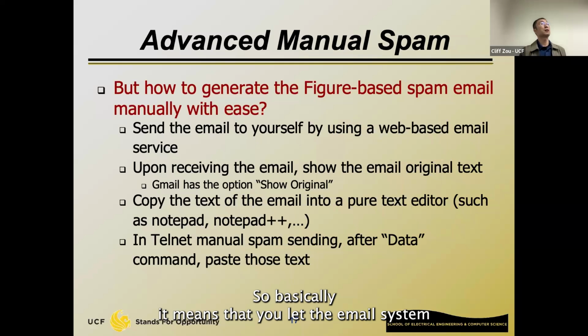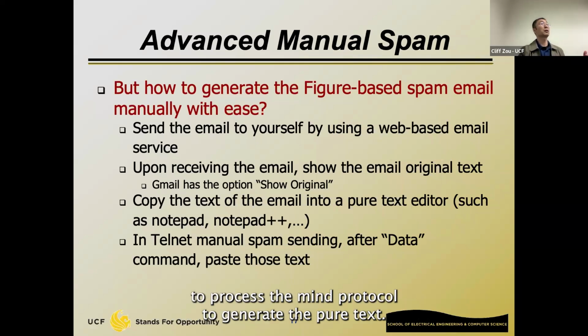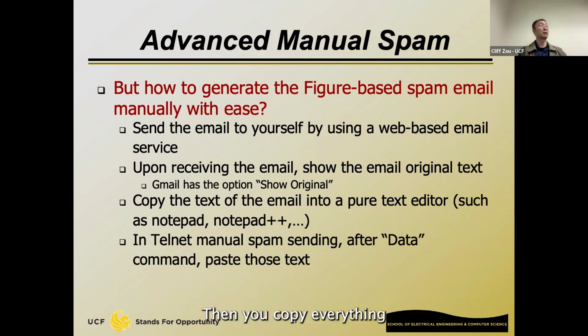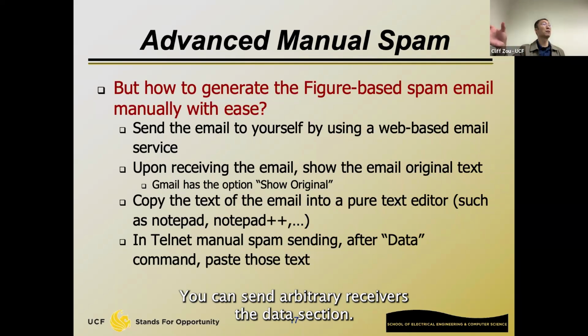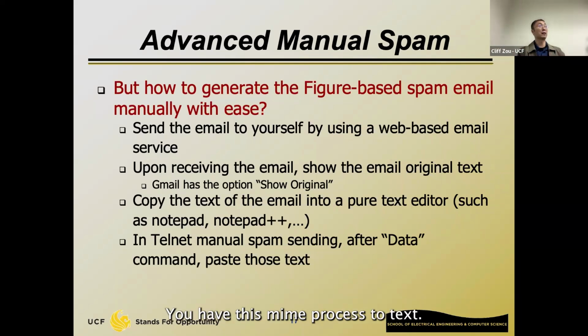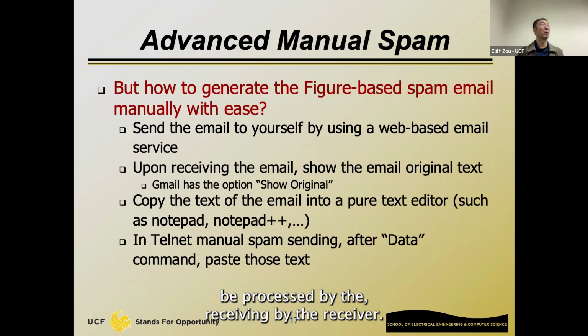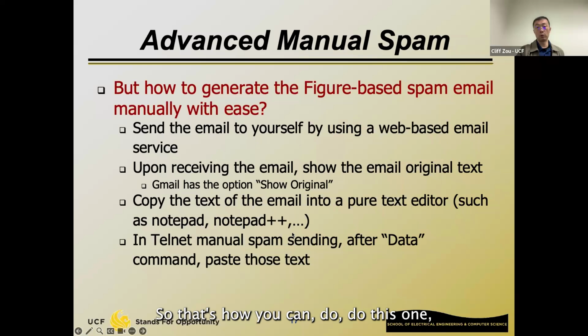So basically it means that you let the email system process the MIME protocol to generate the pure text. Then you copy everything into your spam email. You can send to arbitrary receivers. In the data section, you have this MIME-processed text, so it will be correctly processed by the receiver. So that's how you can manually send an image-based email or HTML-based email.